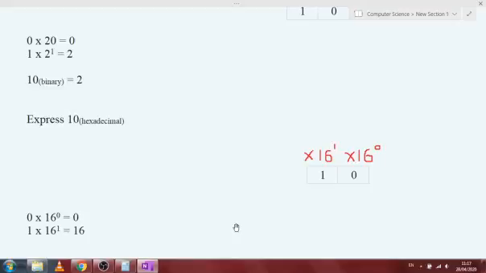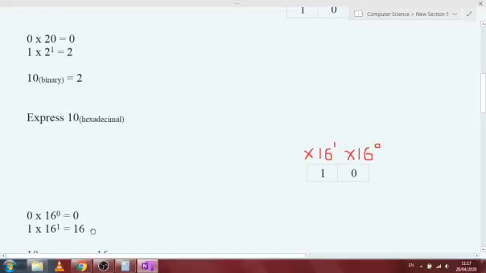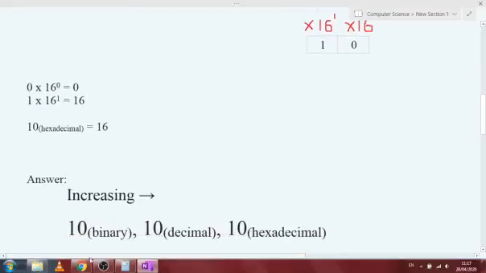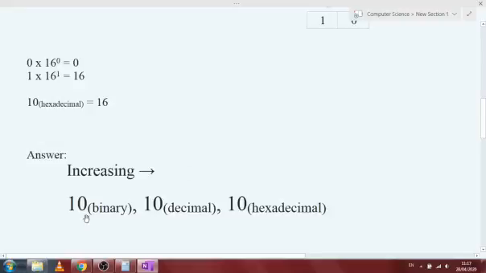If you're working in any number system, when you have 1, 0, you're just going to get in decimal the value of that base. So when we order these in increasing size, 1, 0 in binary, which is 2, is smaller than 1, 0 in decimal, which is 10, which is smaller than 1, 0 in hexadecimal, which is 16. So that's just the power of 1, 0 and looking at it in the different number systems.